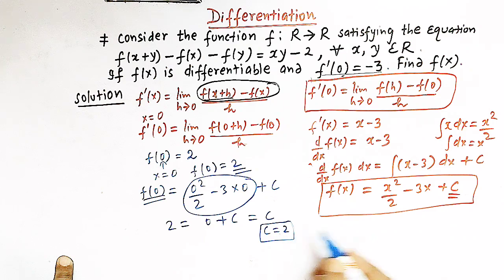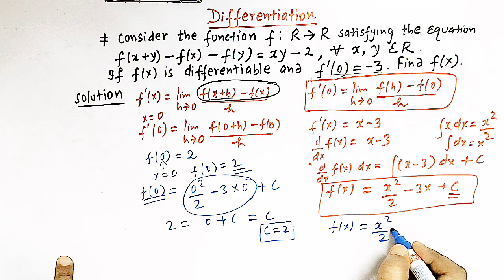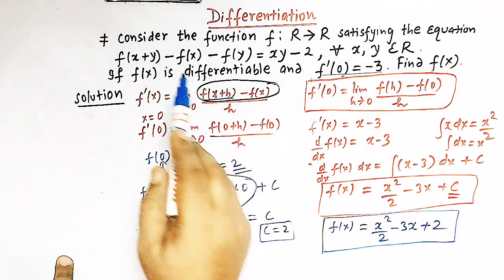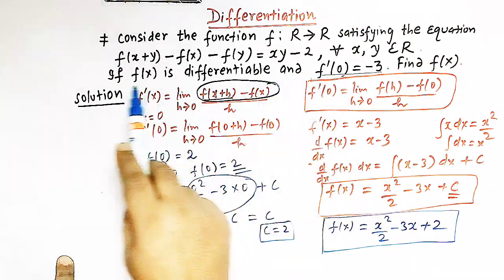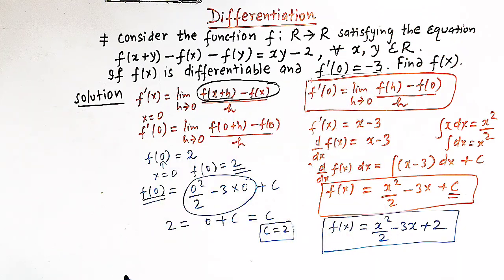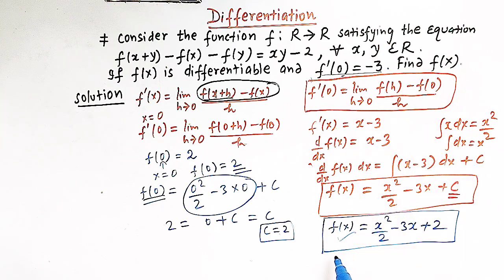So taking c is equal to 2, over here we have f of x is equal to x square over 2 minus 3x plus 2, right? So this is our required function which satisfies this functional equation, provided the condition, that is f of x is differentiable and f prime of 0 is given as minus 3, right? So this is how we can find out the form of the function f of x, and here we can conclude that this function is a quadratic function.